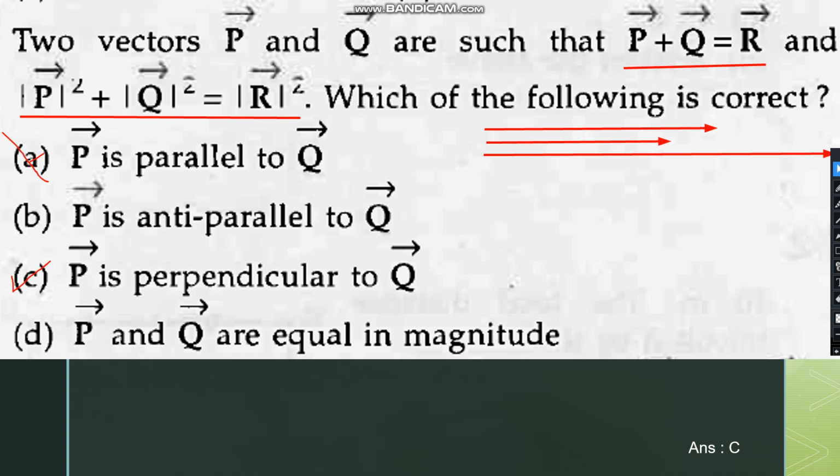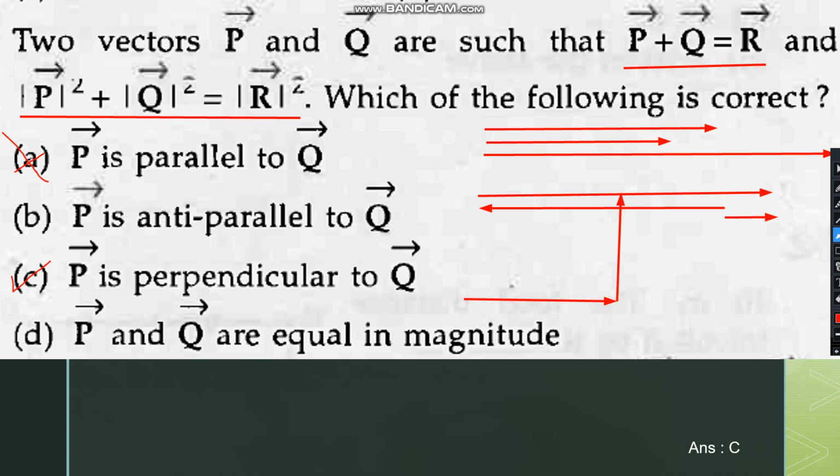Moving on to the next option check. It's telling P is anti-parallel to Q. If this is P and this is Q, so P plus Q, that is R, will be this small one, and here also P square plus Q square can never be R square. So in this case we already know, in this we have P this way, Q this way, and R this way, and P square plus Q square is R square. We already know P plus Q is equal to R. Both the equations are satisfying, so option C is the answer.